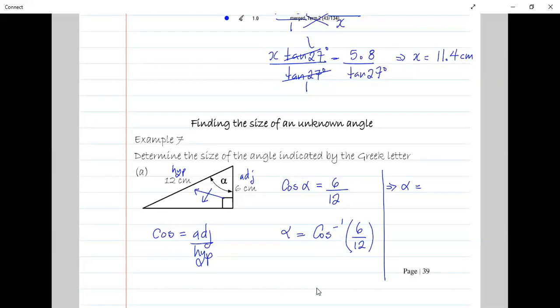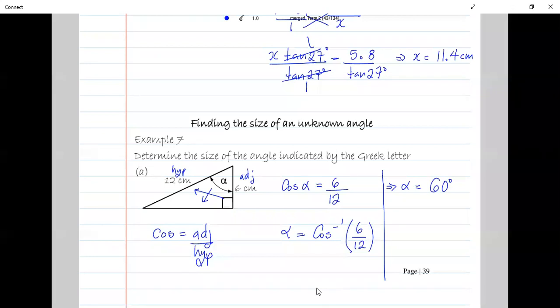So therefore, alpha would be equal to, now this is how you should put this in a calculator. First, you're going to press shift. It's either shift or second function. Then you're going to press cosine, then open bracket, 6 divide by 12, then close bracket, and then press equal. Try that, please, and tell me what you get for the answer. 60. Say that again. 60 degrees. It means that the angle alpha is equal to 60 degrees.